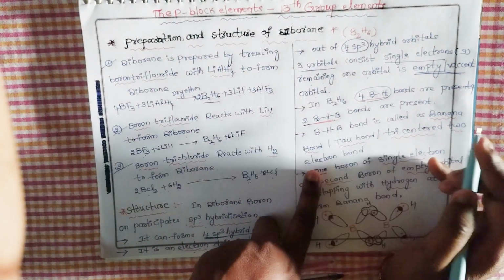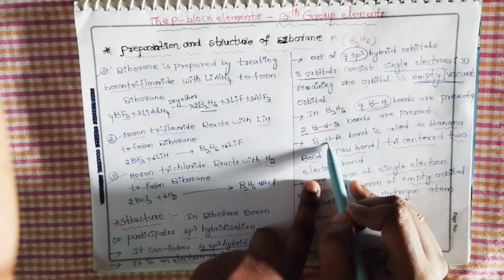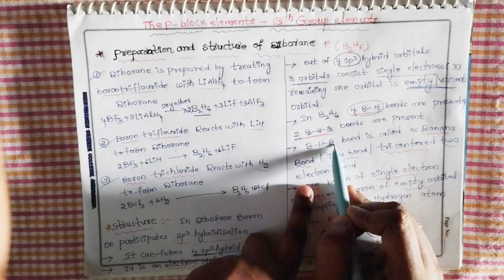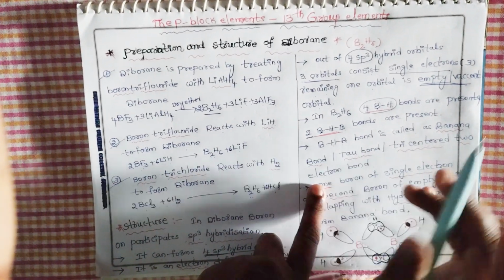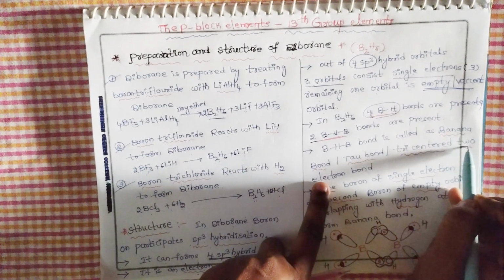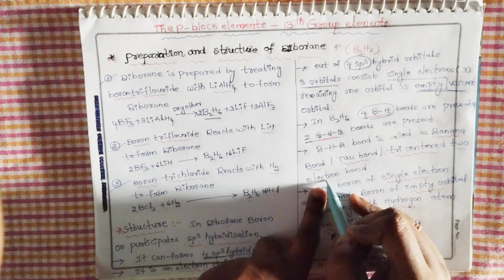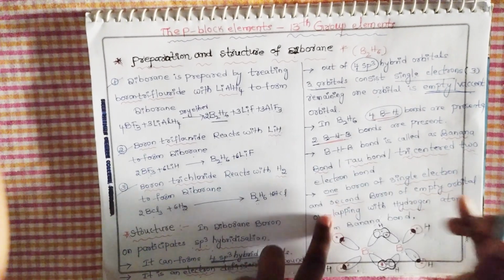So what is the meaning of tri-centered 2 electron? Tri means 3. Boron is one center, hydrogen is another center, and boron is another center. So totally how many centers? Tri-centered. And how many electrons are mainly involved in this BHB bond? 2 electrons are involved. So that is why this is called a tri-centered 2 electron bond.